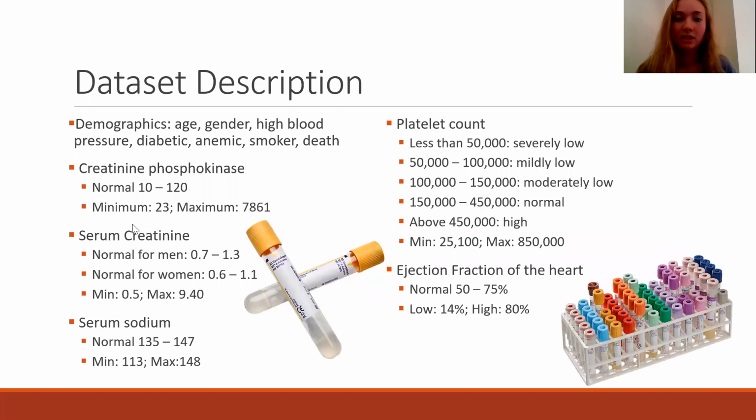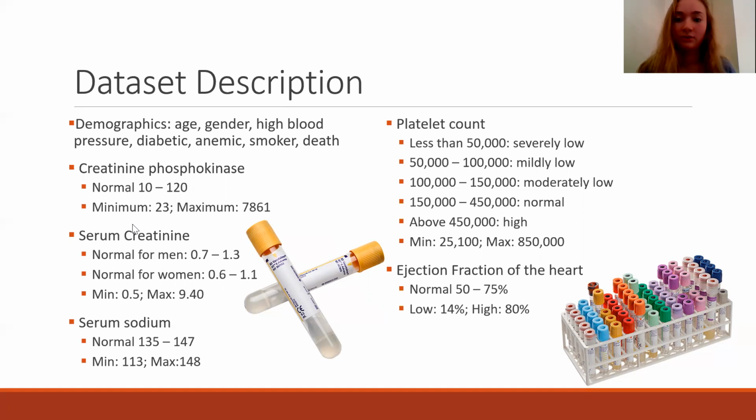So the dataset has a list of information for each patient. There are some demographics, including age, gender, and general health information, including if they have high blood pressure, diabetes, are anemic, meaning they're red blood cell deficient, or if they smoke. All of the general health information are potential risk factors for heart failure.